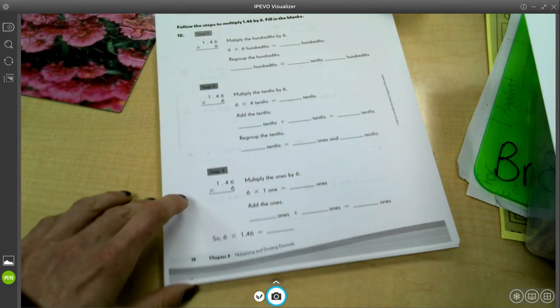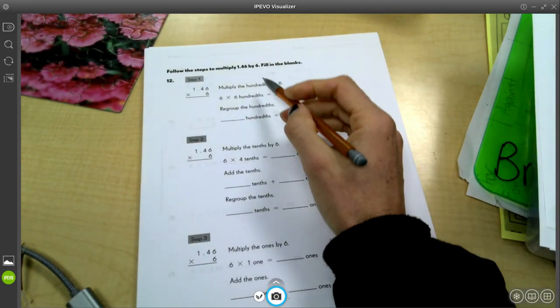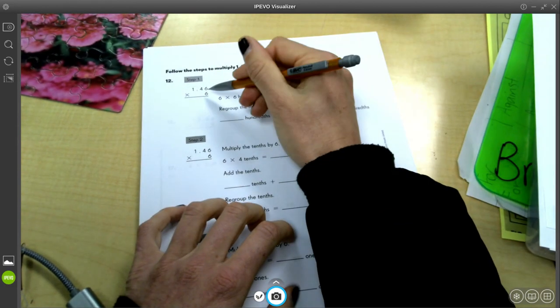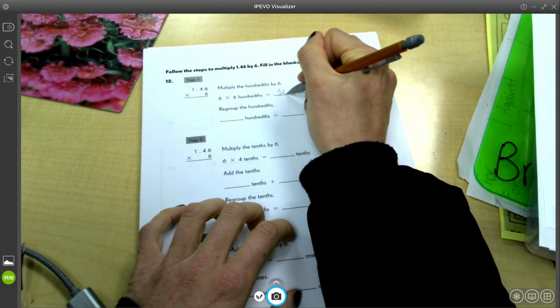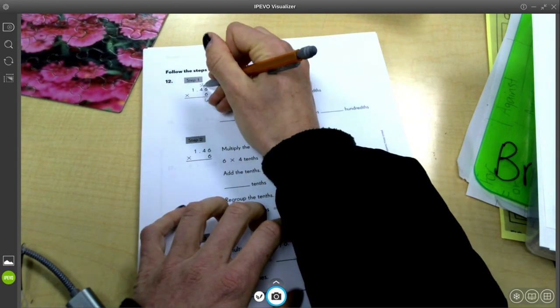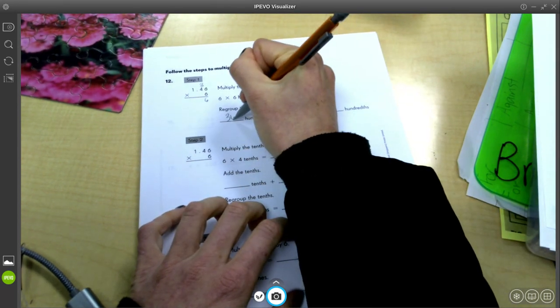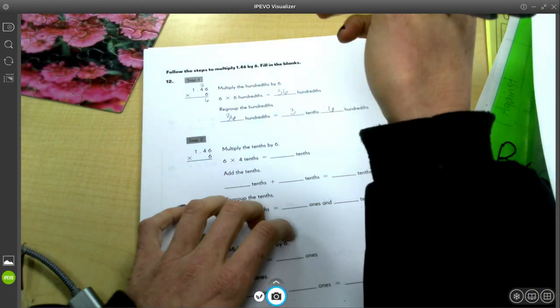All right, let's see, next page. Now we're going to multiply the hundredths by the 6. So we're doing 6 times 6 first over here. 6 times 6 is 36 hundredths. Regroup: 36 hundredths is 3 tenths and 6 hundredths.